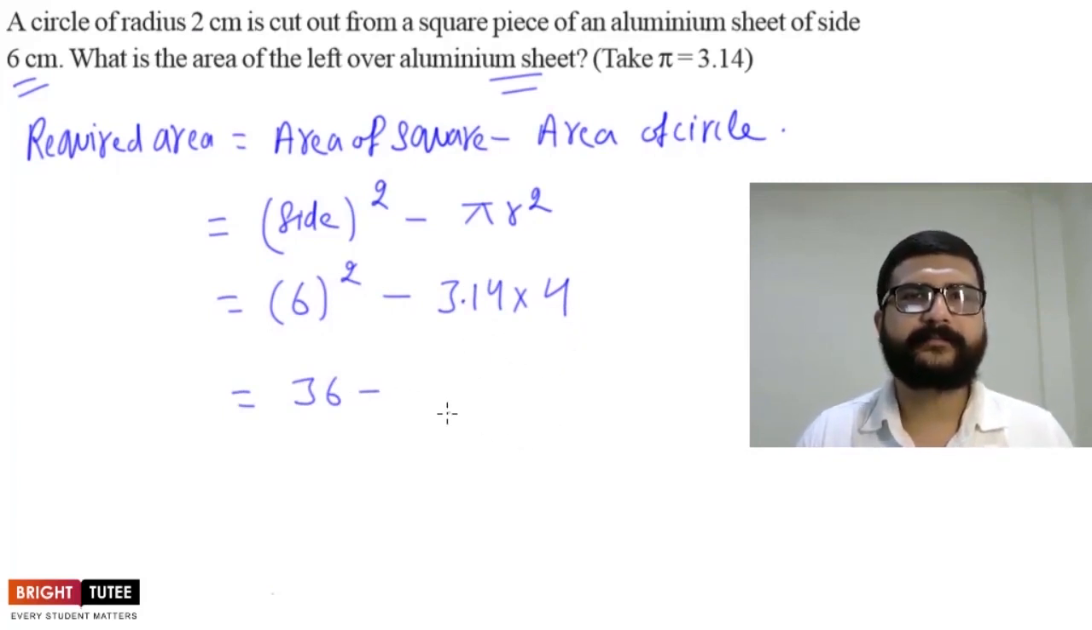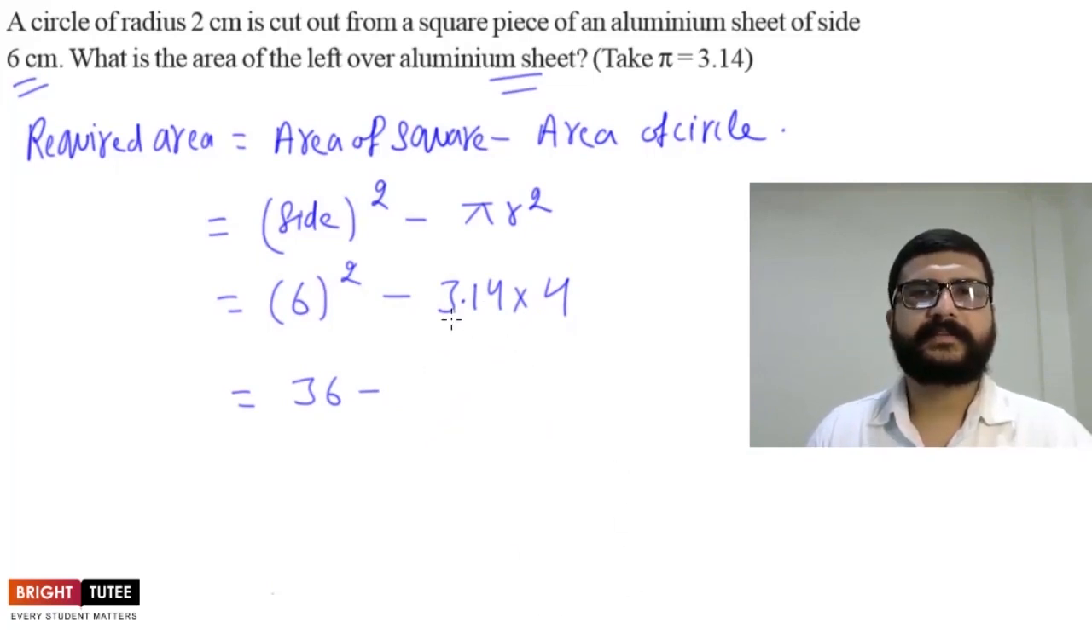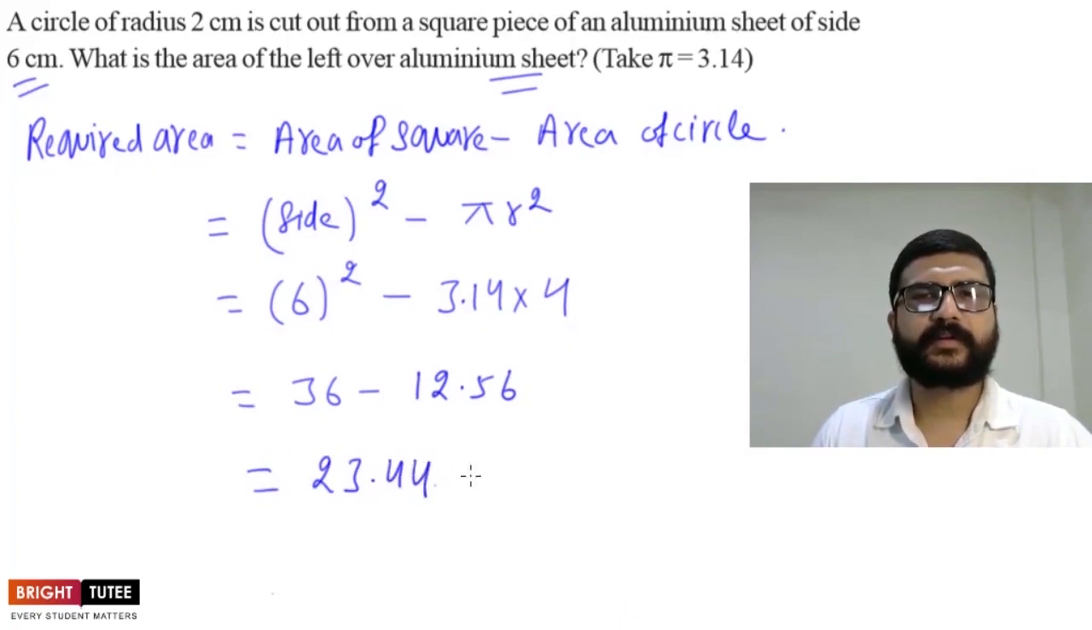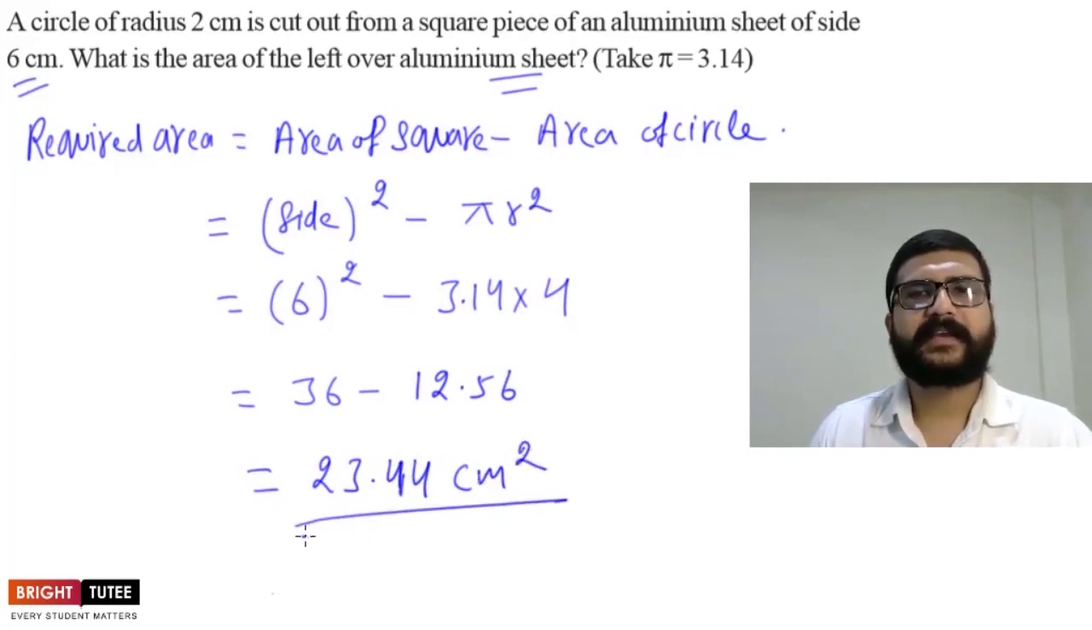What will you get from here? 3.14 into 4 will give us 12.56. So now by subtracting this, we will get 23.44 square centimeters. So this will be the area of the remaining sheet, or the area of the leftover aluminium sheet.